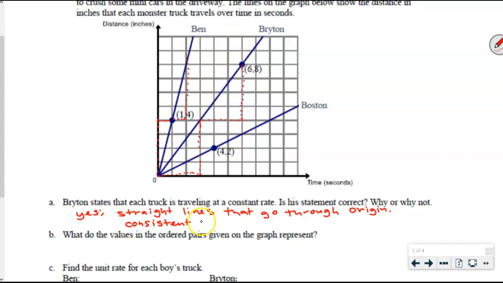What do the values in the ordered pairs given on the graph represent? I already talked about this point here. This 1, 4, what does that 1, 4 represent? That's 4 inches every 1 second. Your turn now. What does it mean here for Brighton? What does the 6, 8 mean? And for Boston, what does the 4, 2 represent? With your tables. Ready, set, go.